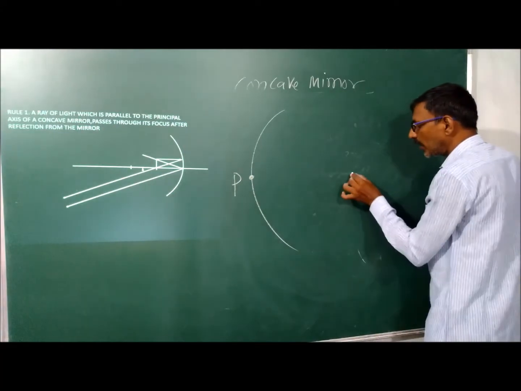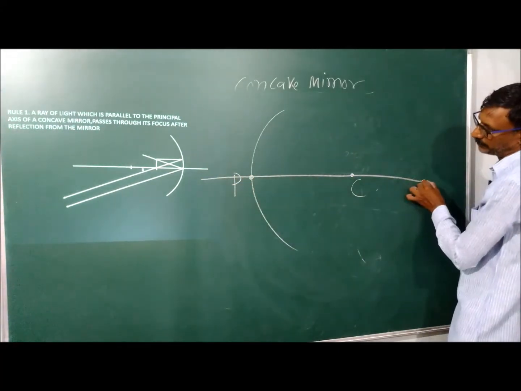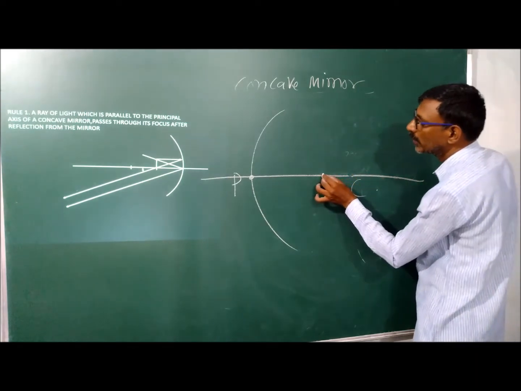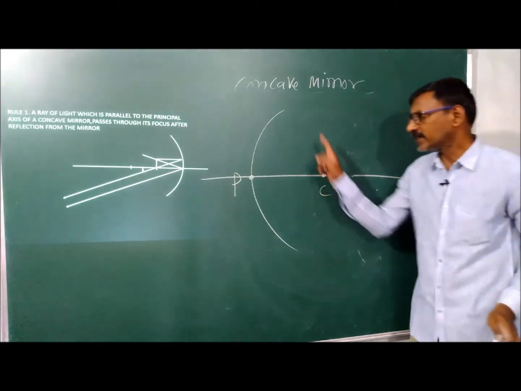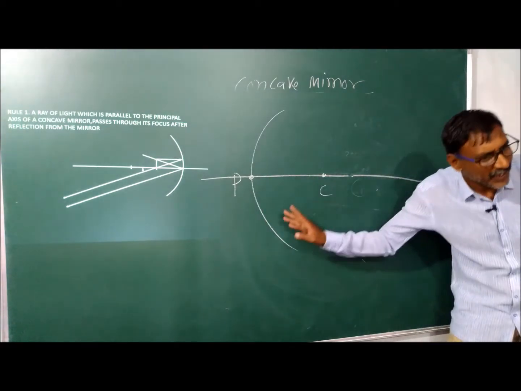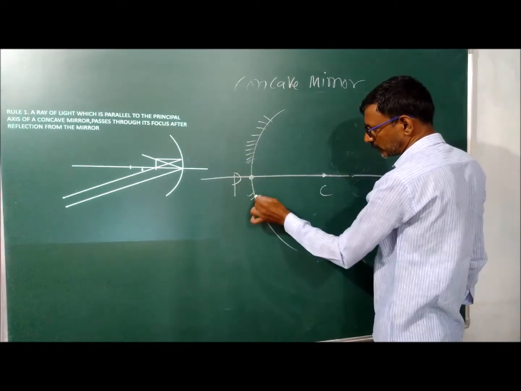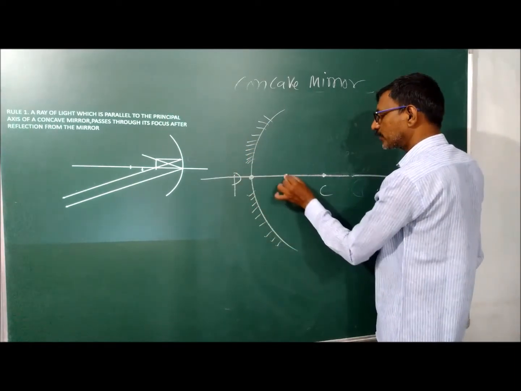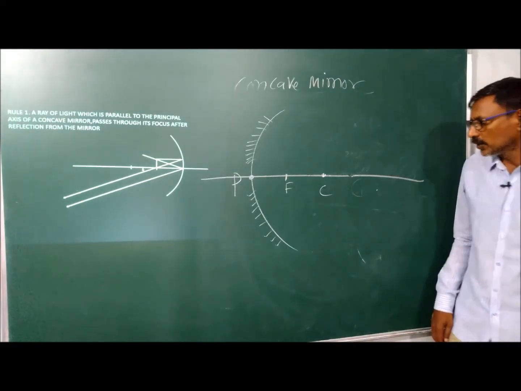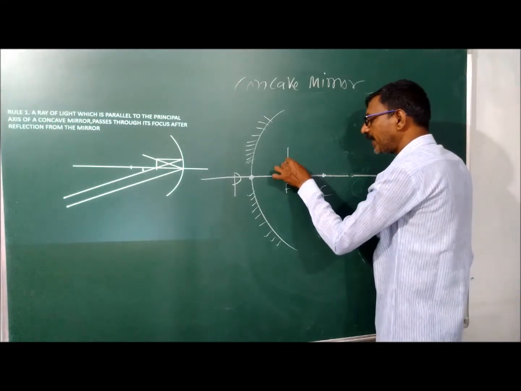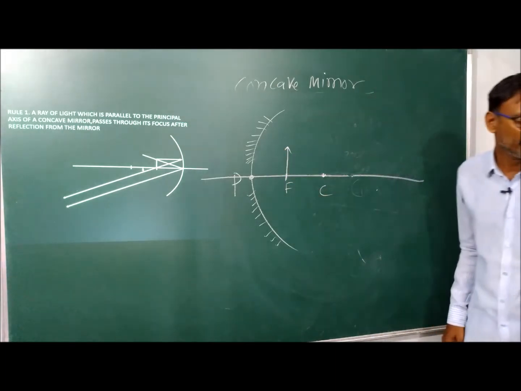So, this is a little different. This is my pole and this is my center of curvature. This is my focus. C is the center of curvature of the concave mirror. Keep in mind, this is my concave mirror and this is my pole, and the focus is exactly between. So now I would like to place the object exactly at F.